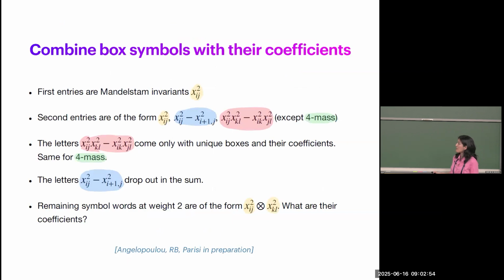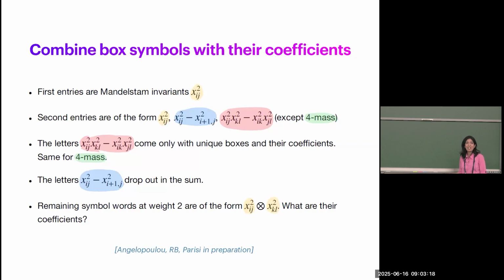Now we have 4 types of letters, and they can appear in the second entries of the symbol. This is just at weight 2 now, which is our non-trivial part. Of these 4 types, the quadratic and the algebraic 4-mass ones come only with very unique boxes. You saw where they show up. So they really label their boxes and their coefficients. So that's easy. These ones that are differences end up dropping out in the whole sum.